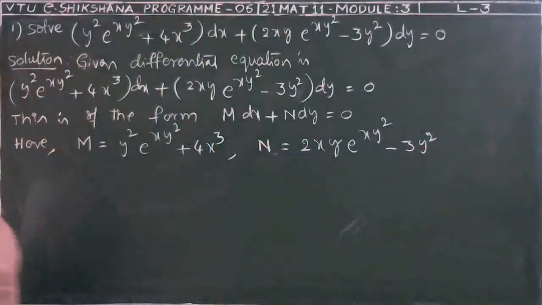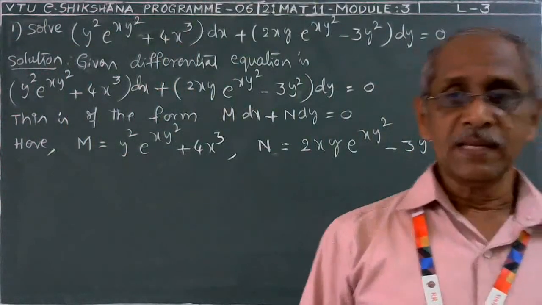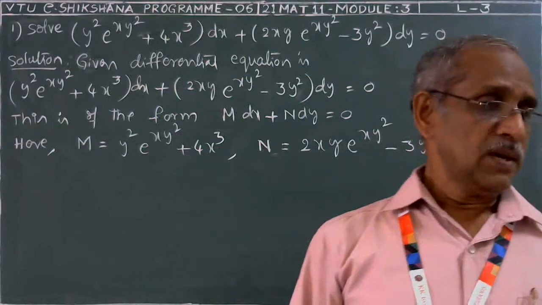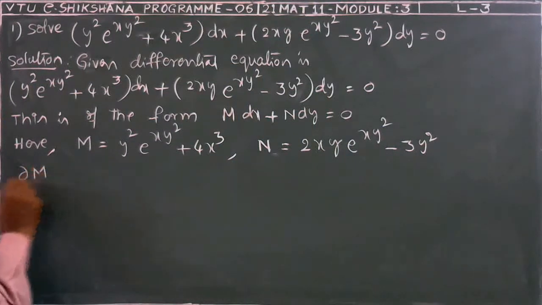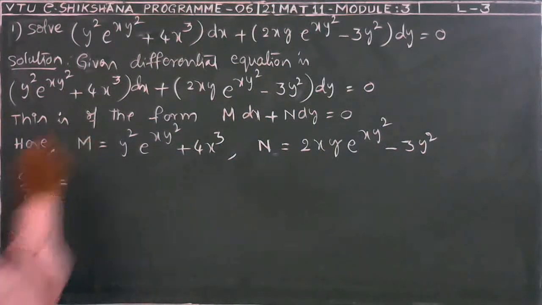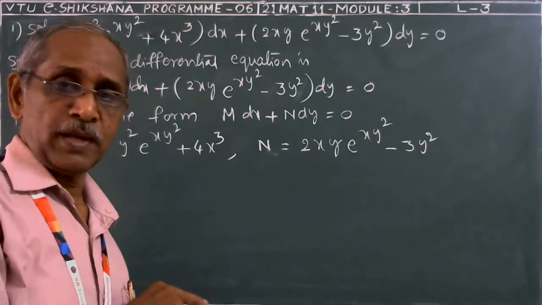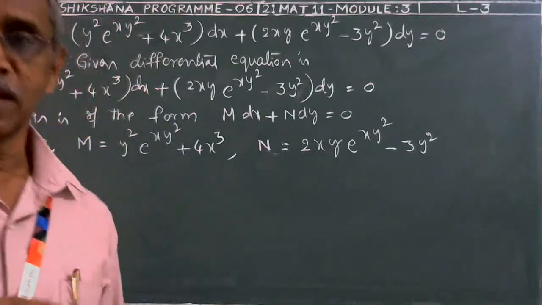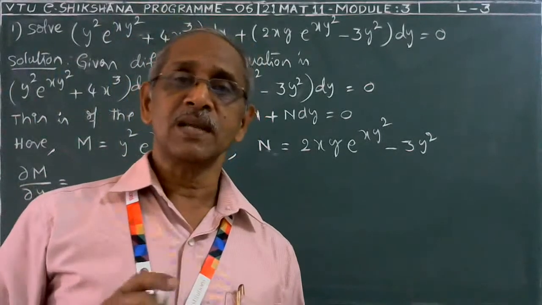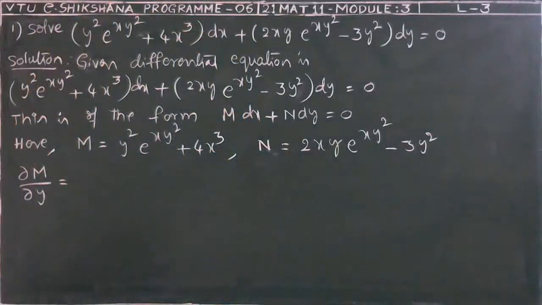So now I have identified M and N. Now I have to check whether partial derivative of M with respect to y is equal to partial derivative of N with respect to x. Remember, M with respect to y, partially we have to differentiate, and partially we have to differentiate N with respect to x, and then see whether they are equal or not. If they are equal, the given differential equation is exact. Otherwise, it is not exact and cannot be solved by the formula I have already mentioned.